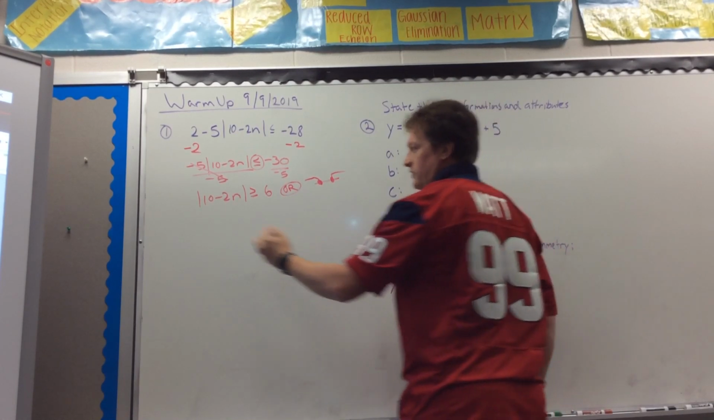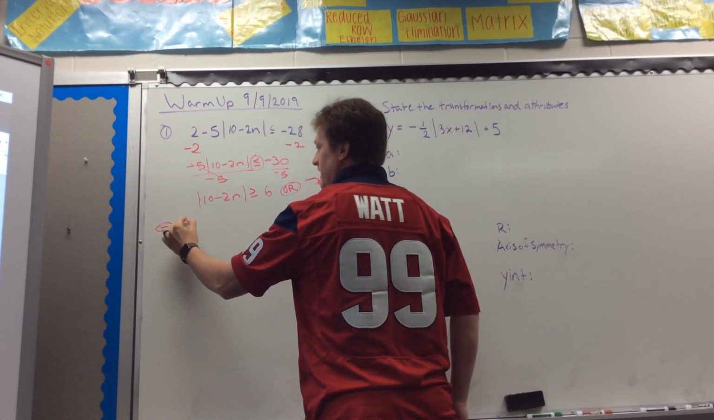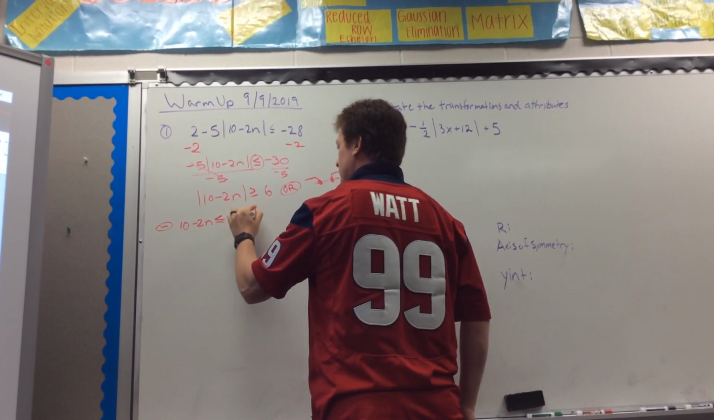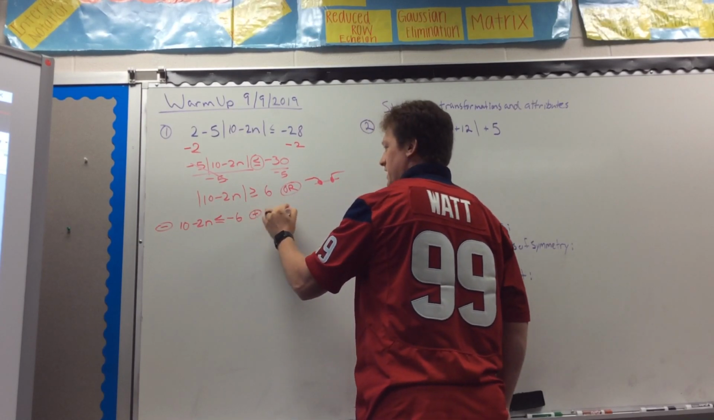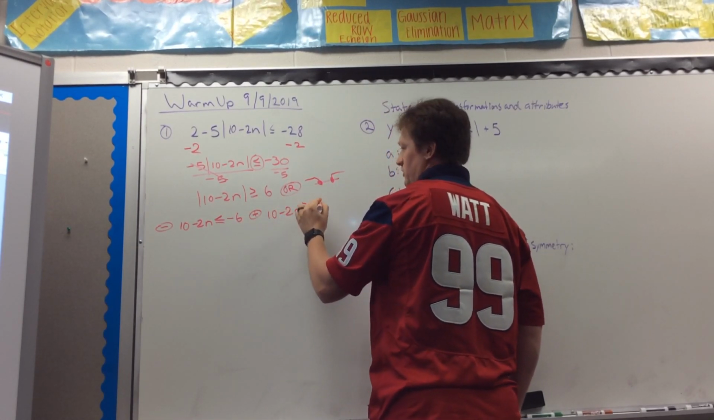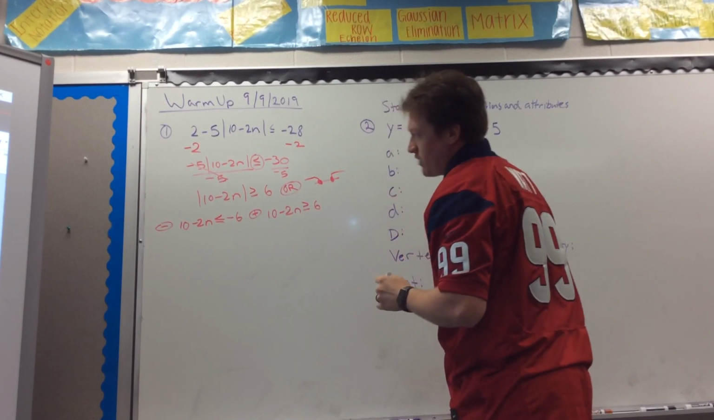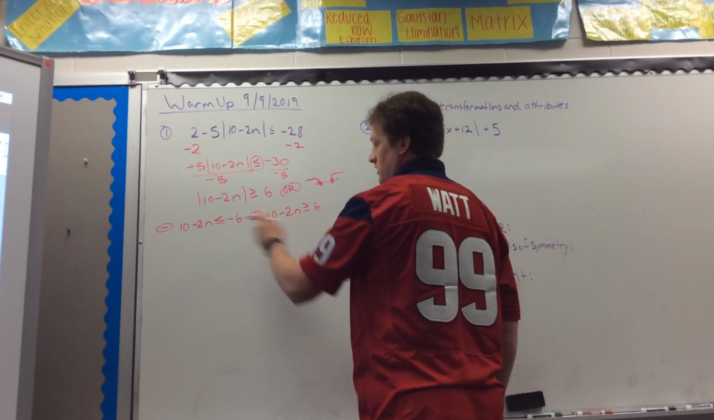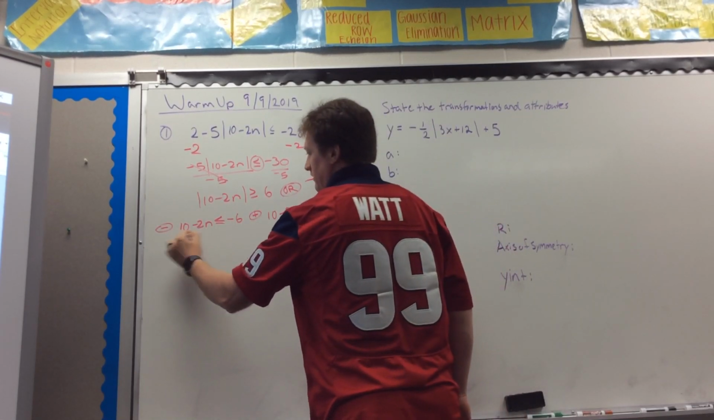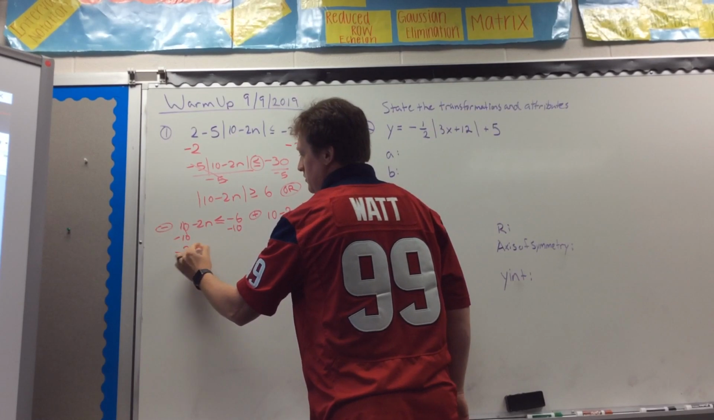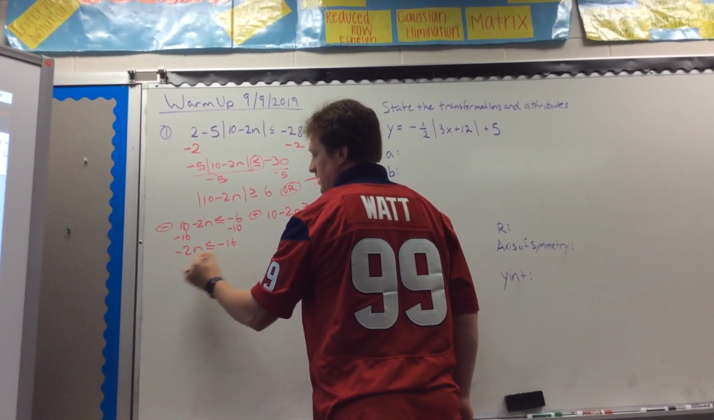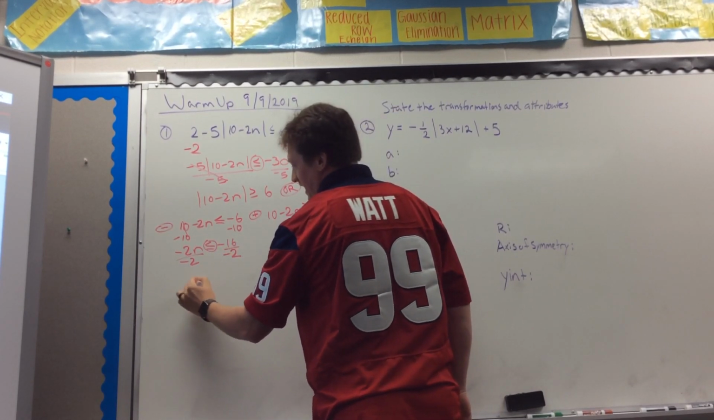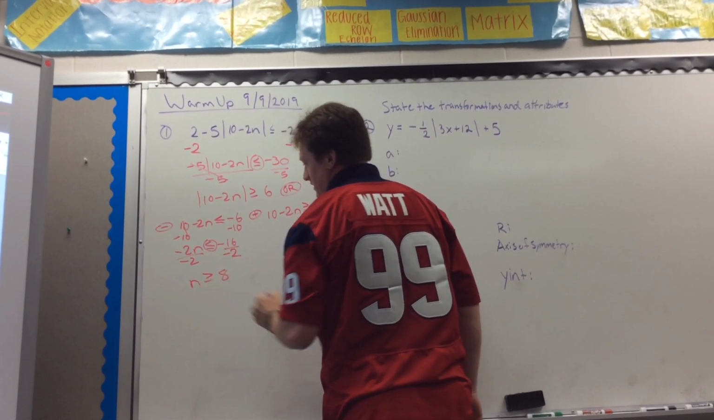So we need to create the negative case, which is 10 minus 2n is less than or equal to -6, and the positive side, which is 10 minus 2n greater than or equal to 6. We need to solve by subtracting 10 on both sides and dividing by -2. Again, signs are going to switch once more. So subtract 10, that gets me -2n is less than or equal to -16. Divide by -2, switches the sign, and that's going to get me n is greater than or equal to 8.